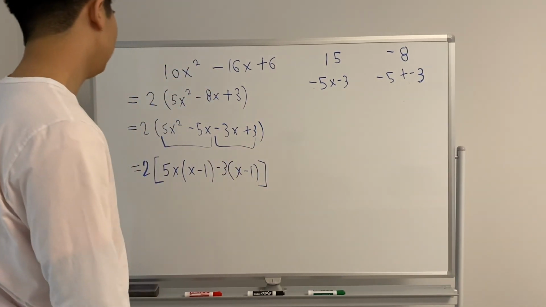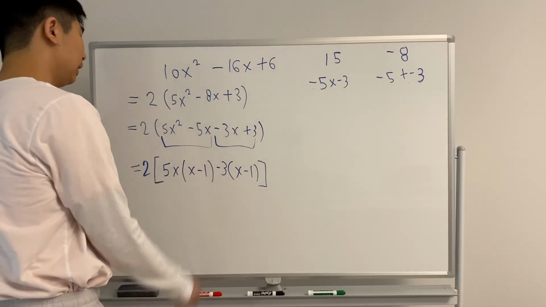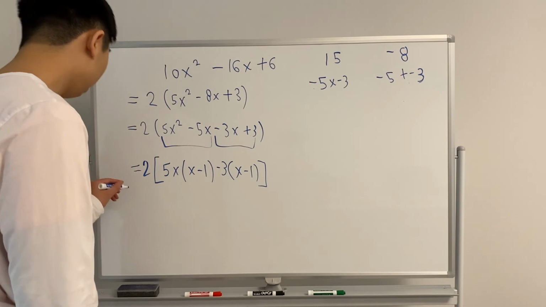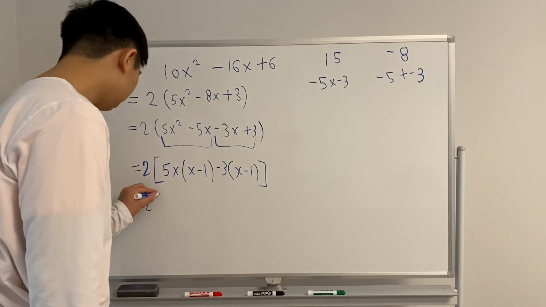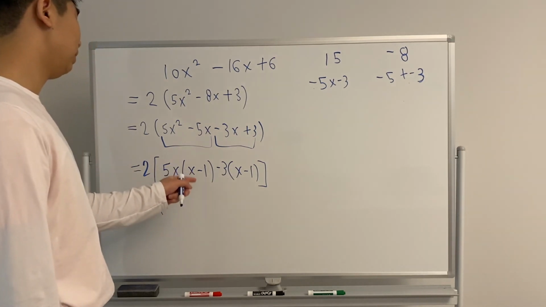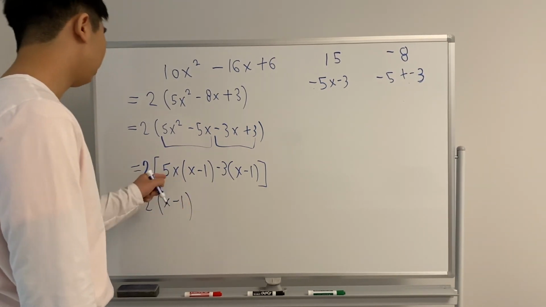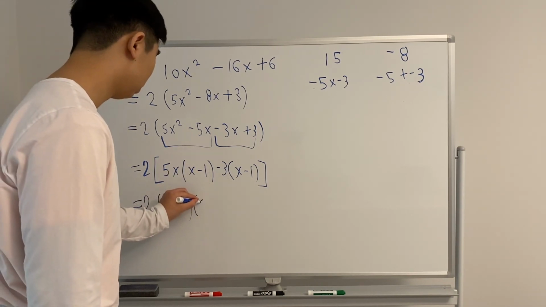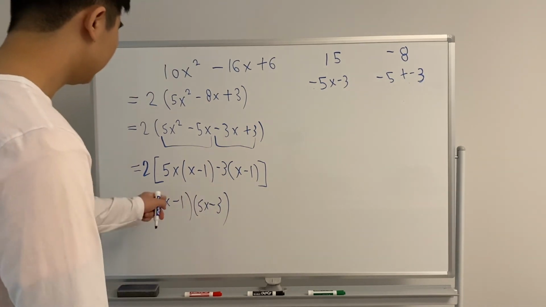Okay? And again, we know we're on the right track because these two numbers inside the brackets are the same. So now, I'm going to go back to the square brackets. We can common factor out the x minus 1. And we're left with 5x minus 3. So that's the answer.